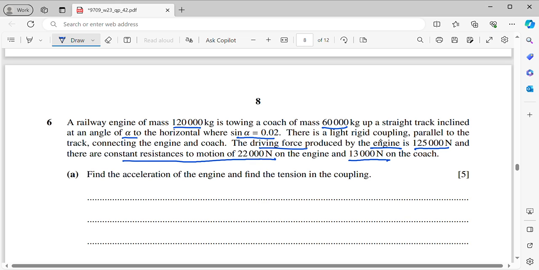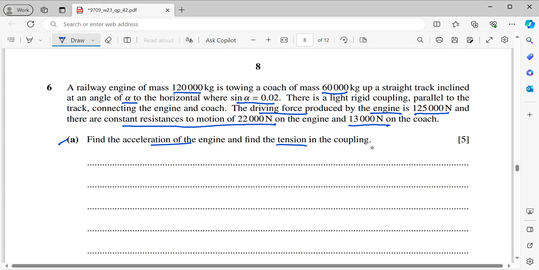Now here, part A: find the acceleration of the engine and the tension in the coupling. What to do here is probably I will just draw this diagram. This is the alpha, given sine alpha is 0.02.